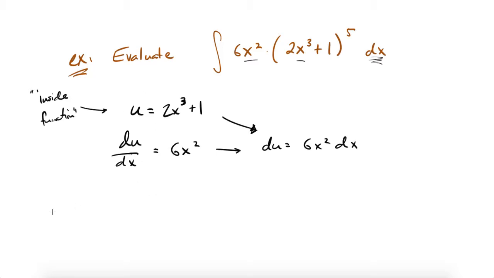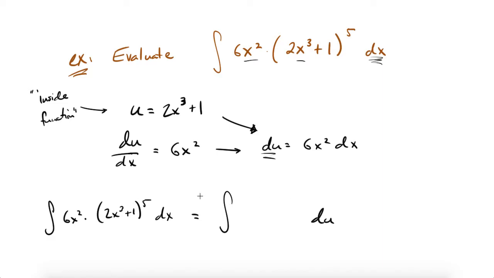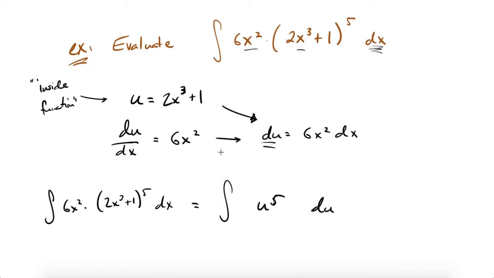So if we take our original function, we're trying to take 6x squared times (2x cubed plus 1) to the fifth dx. Well, we can replace the 6x squared and the dx, that's all just going to get captured by du. And then (2x cubed plus 1) to the fifth, that's really just u to the fifth. So in switching our variable from x to u, we've replaced this complex looking thing with this much more straightforward looking thing. So now we're going to integrate just using the standard power rule.